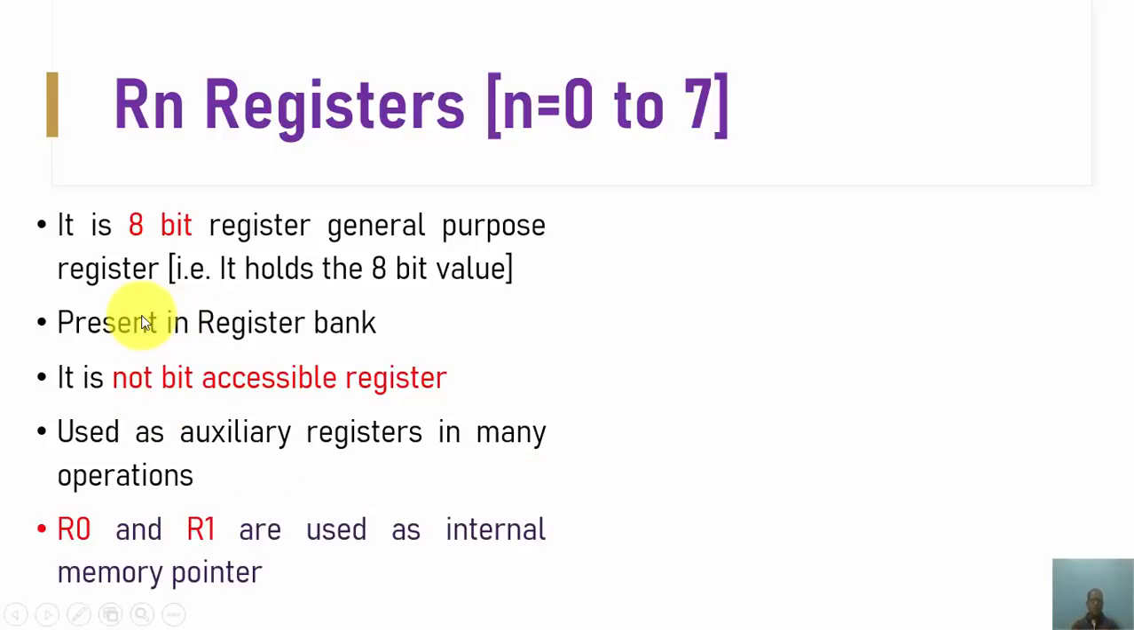Now the most important thing that we have to take into consideration, when we are dealing with internal memory, is the registers R0 and R1. No doubt I have a total of 8 registers, indicated from R0 to R7, that is R0, R1, R2, R3, R4, R5, R6 and R7. In this way a total of 8 registers are with me, but out of these 8 registers only R0 and R1 are used as internal memory pointers.